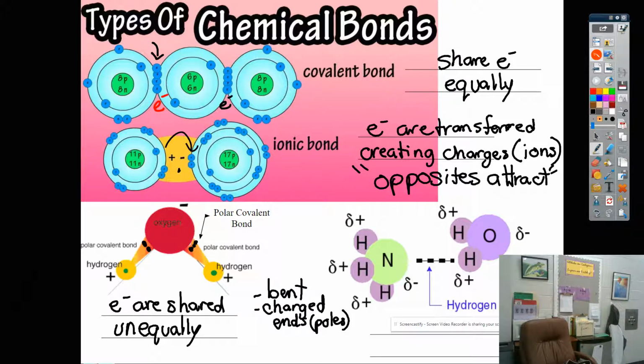So we have covalent, they're shared equally. Ionic, we transfer, and then the opposites attract. Then we have polar covalent, where they're shared but unequally, making a bent molecule with charged ends or poles. Then we have what is called hydrogen bonding. See how it's a dotted line? It's more of an attraction than a bond.